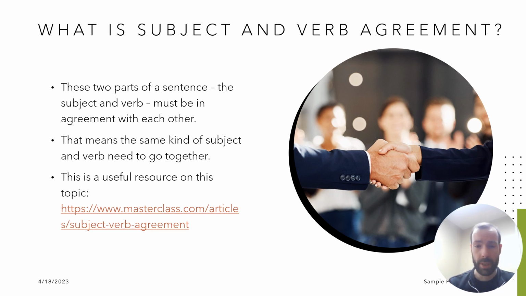It's really important that our subject and our verb are in agreement with each other. That means that the same kind of subject and verb need to go together. And if you don't have the same kind of subject and verb together, it is grammatically incorrect. And this is a difficult and tricky skill for someone to learn, especially if they're just learning the English language, which is why we're having this conversation today about what subject-verb agreement is and how to do it.